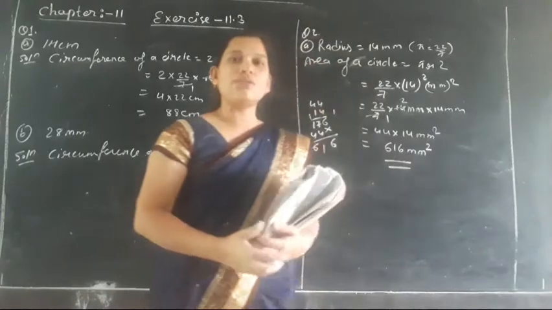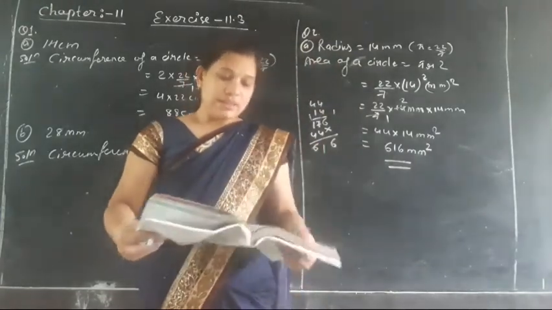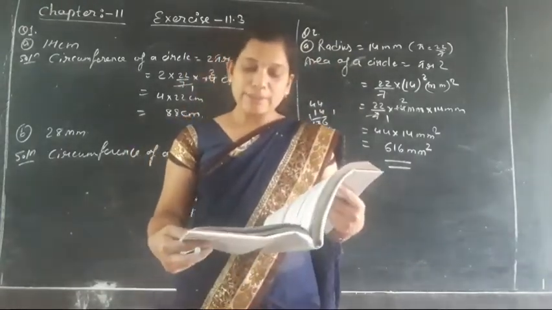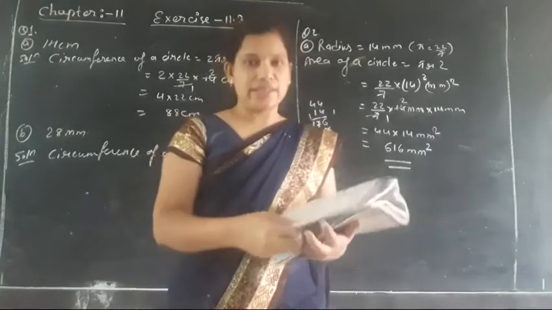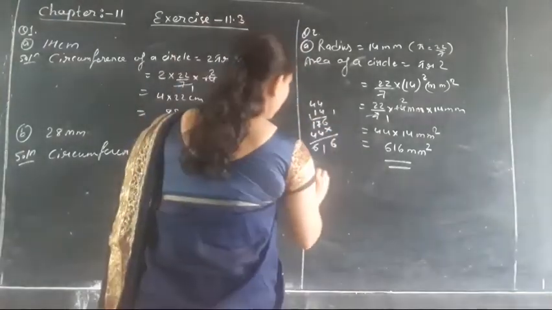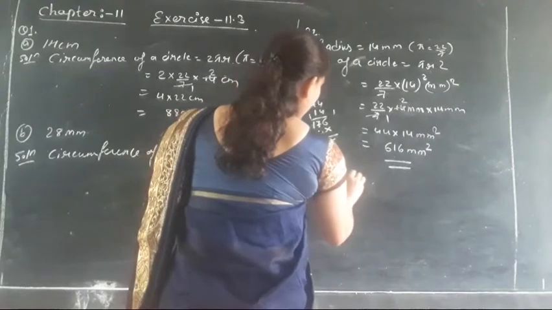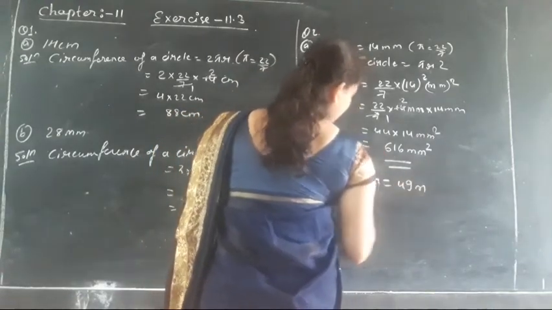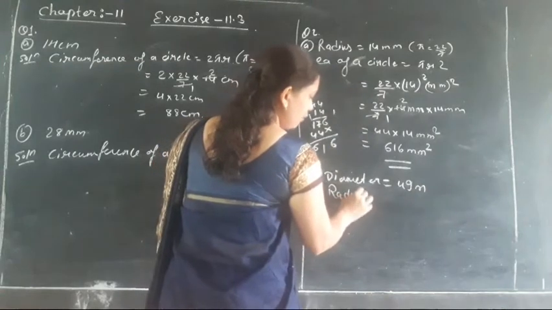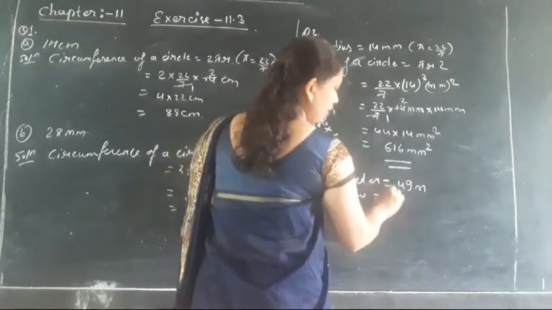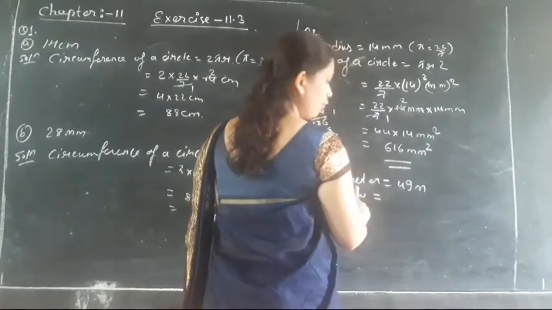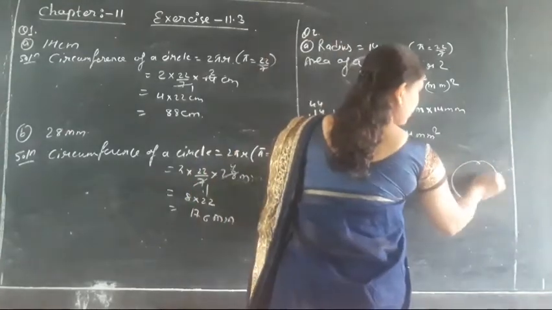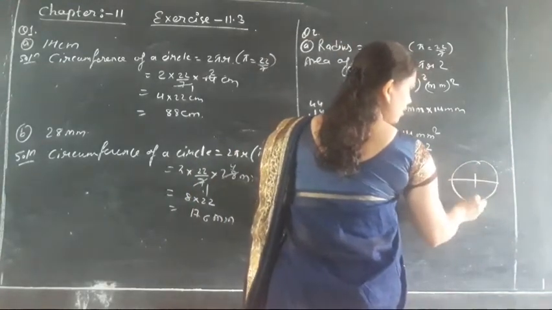Have you understood how to find the area of a circle? Now in the same way we have the B part, where diameter is given. In the B part of question number 2, diameter is given as 49 mm. Okay, so what will the radius of a circle be? Diameter is the full length, and half of it is known as radius.